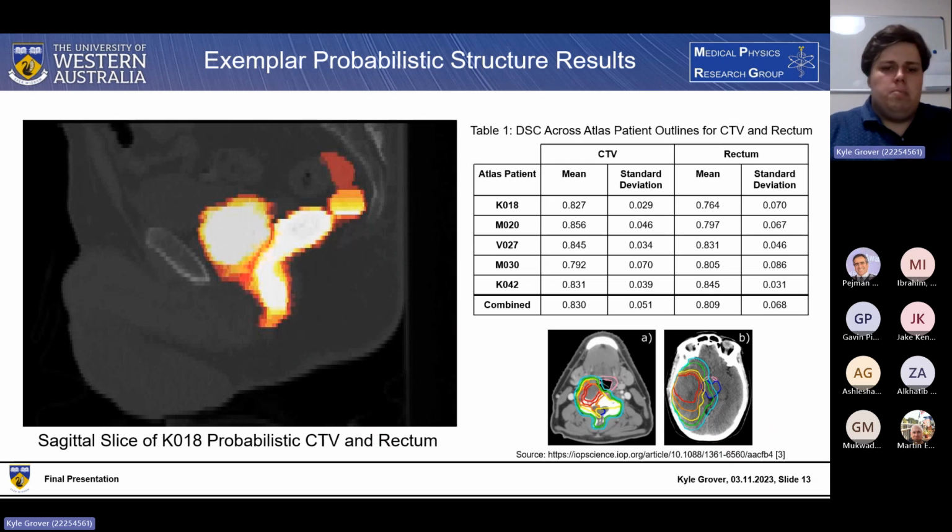To assess the overall variability of the contours used to construct these, we also calculated the dissimilarity coefficients between all of the contours that were used to construct each probabilistic structure. What we ended up finding is that the mean dissimilarity coefficient for CTV was about 0.83, while for the rectum it was 0.81.